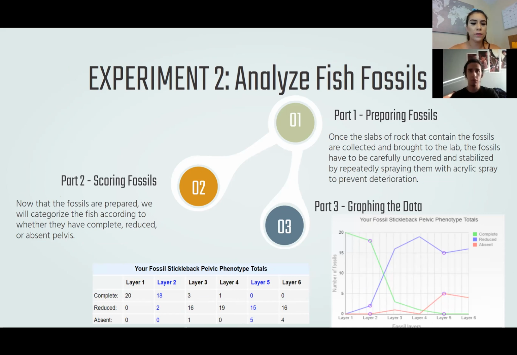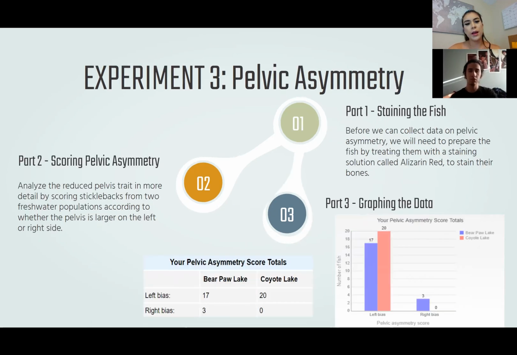Part 2 is scoring the fossils. Now that the fossils are prepared, we will categorize the fish according to whether they have complete, reduced, or absent pelvis. And part 3 is our data again. You can see layer 1, layer 2, layer 3, 4, 5, and 6. And you can see how throughout the layers they vary from different complete, reduced, or absent structures.